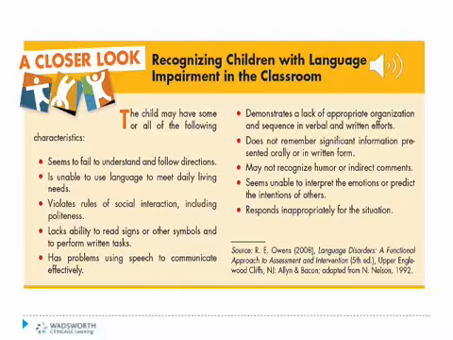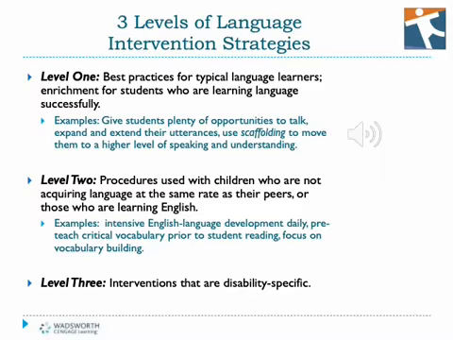If they do not recognize humor or indirect comments. If they seem unable to interpret the emotions or predict the intentions of others. And if they do not respond appropriately for the situation. Keep in mind that these can be language disorders, not necessarily speech disorders. So then what kind of help and support might the classroom teacher want?